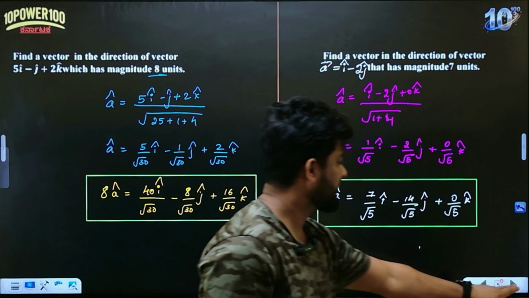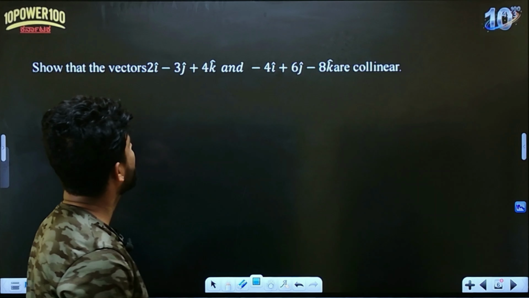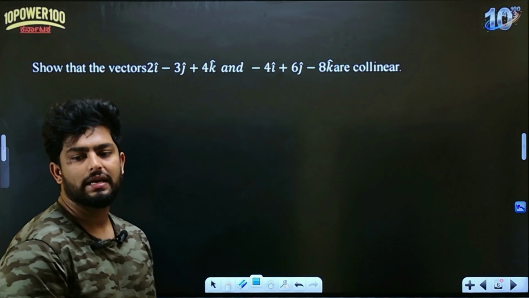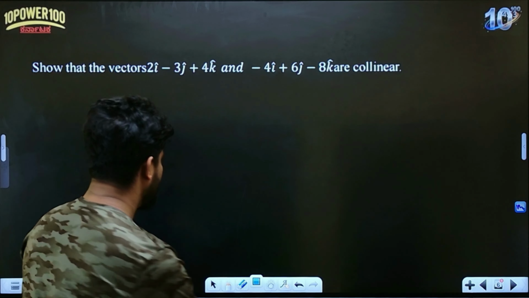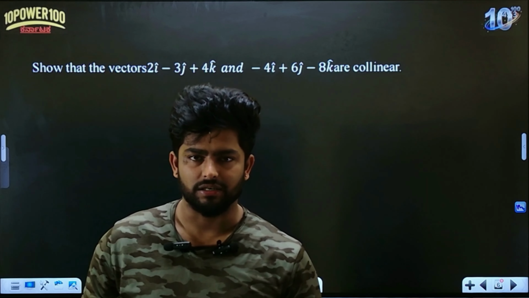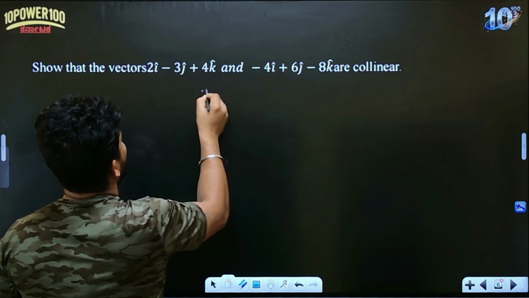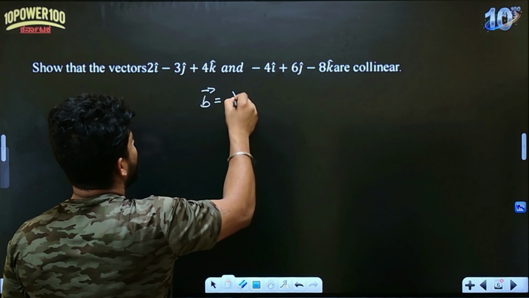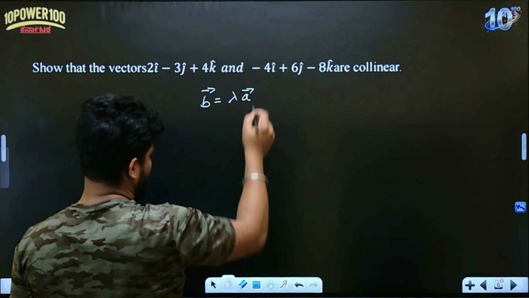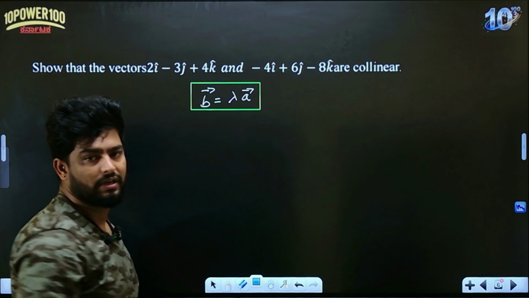Okay, next. Okay, show that the vectors 2i minus 3j plus 4k and the other vectors are collinear. Okay, in this case ಏನು ಮಾಡಬೇಕು ಅಂತ ಹೇಳಿದ್ರೆ, collinear ಅಂತ ಹೇಳಿದ್ರೆ ಇಟ್ಸ್ ಆಲ್ಮೋಸ್ಟ್ ಪ್ಯಾರಲಲ್ ಕಂಡೀಷನ್ ಮಕ್ಕಳೇ. ಓಕೆ, ಸೊ ಹೀಗೆ ಹೇಗೆ ತಗೋಬೇಕು ಅಂತ ಹೇಳಿದ್ರೆ, vector b is equal to lambda times of vector a. Okay, so vector b is equal to lambda times of vector a is the actual formula for us.